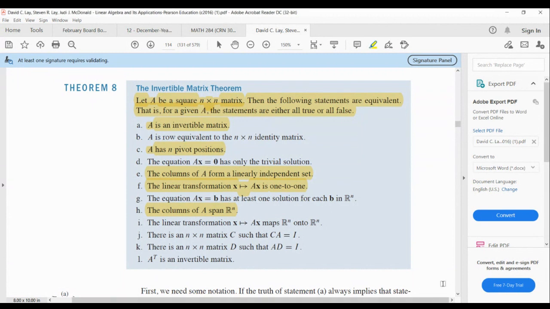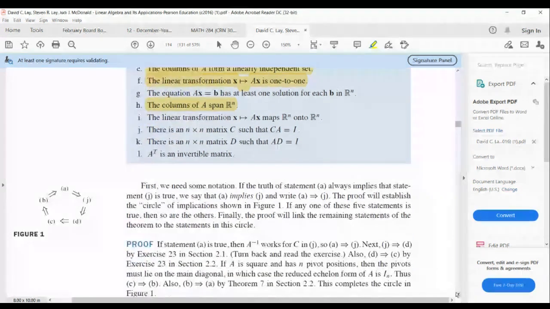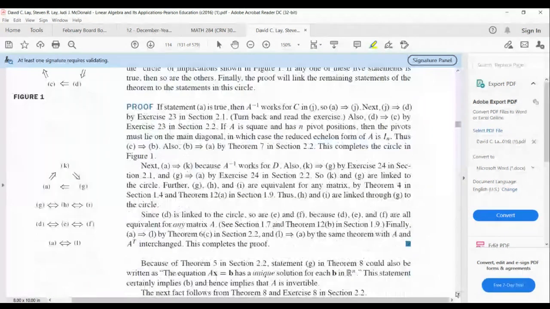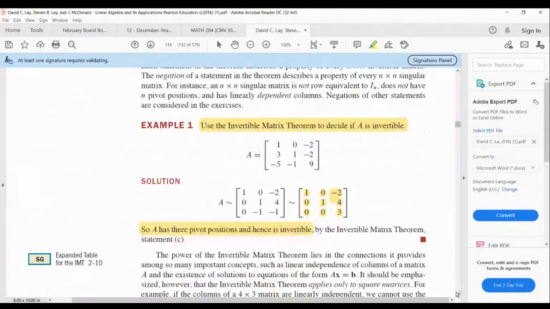Example 1 in the book here is an application of the invertible matrix theorem. And in your homework for section 2.3, there's a few free response questions, I think 3 questions from section 2.3 that are free response, but then a lot of questions from section 2.3 that are multiple choice. And it's to assess your understanding of the invertible matrix theorem.